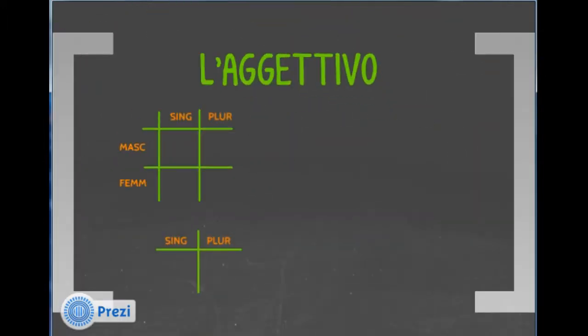Okay, and now let's take a look at the adjectives. We have in Italian language two types of adjectives. In the first type, the adjectives end with o, masculine singular, a, feminine singular, i, masculine plural, and e, feminine plural. For example, bello, bella, belli, belle.